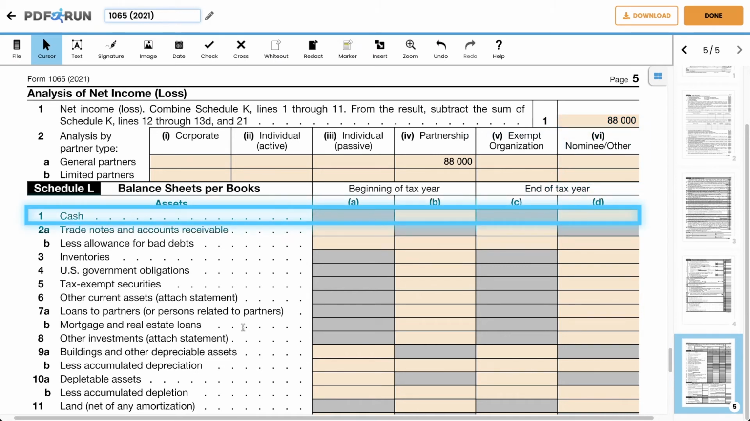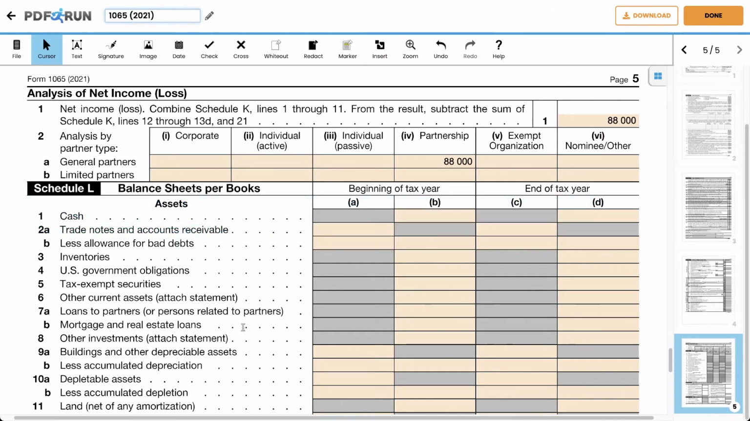Line 1. Cash. Enter the cash balances at the beginning and end of the tax year. For the rest of the items in this section, make sure to enter the appropriate balances of the given items at the beginning and end of the tax year. Line 2A. Trade notes and accounts receivable. Enter the balances of trade notes and accounts receivable.